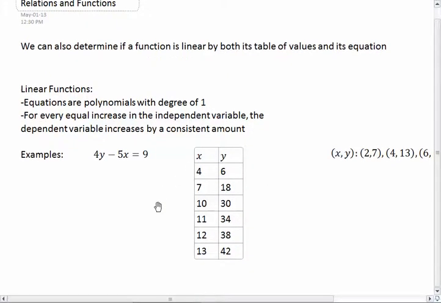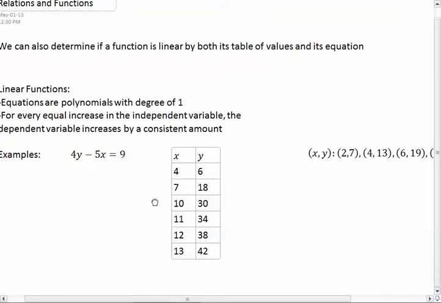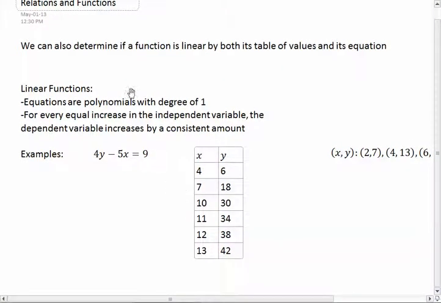So, and then here's the important part. Now, this is a big part of what we did in grade 9. For every equal increase in the independent variable, the dependent variable increases by a consistent amount. And that's the idea of slope that we introduced in grade 9. So I want to show these three examples are all examples of linear functions. So let's take a look here.